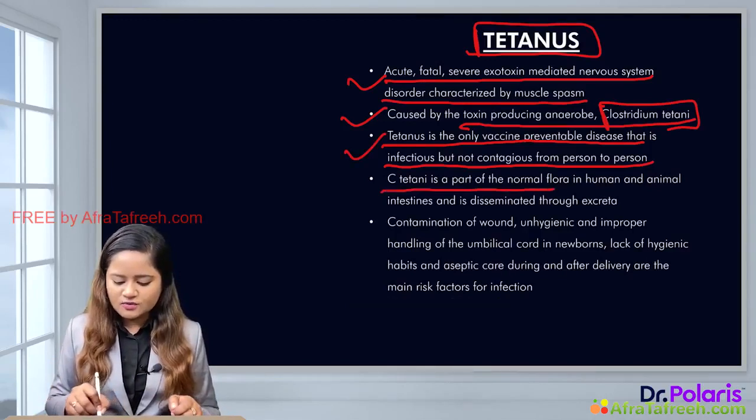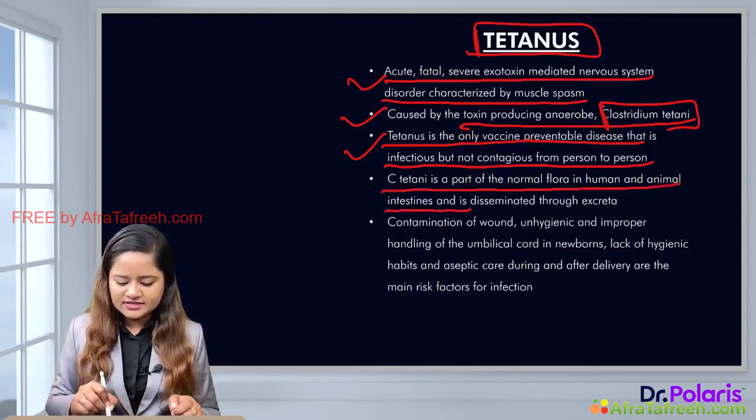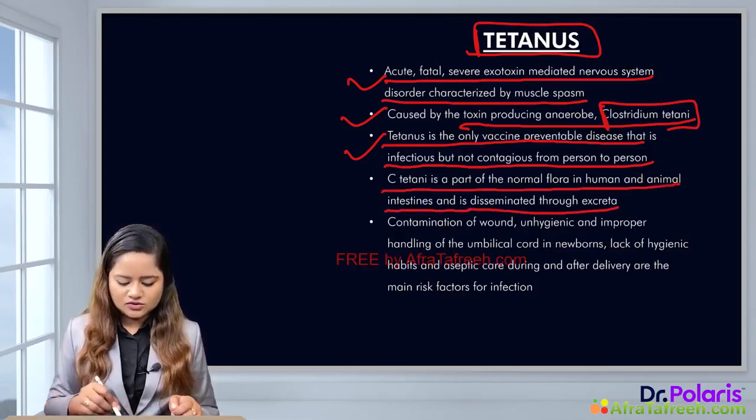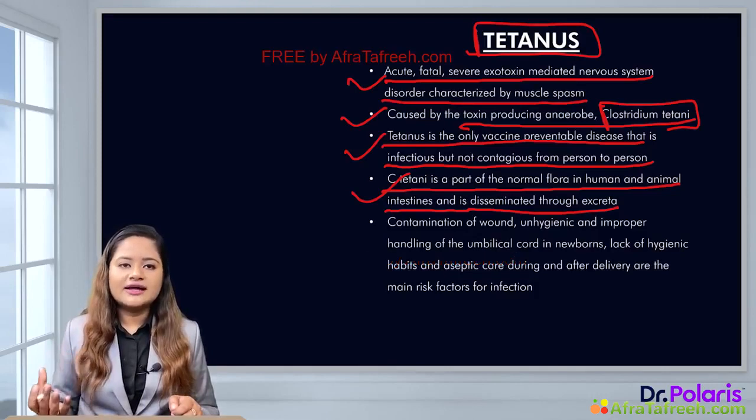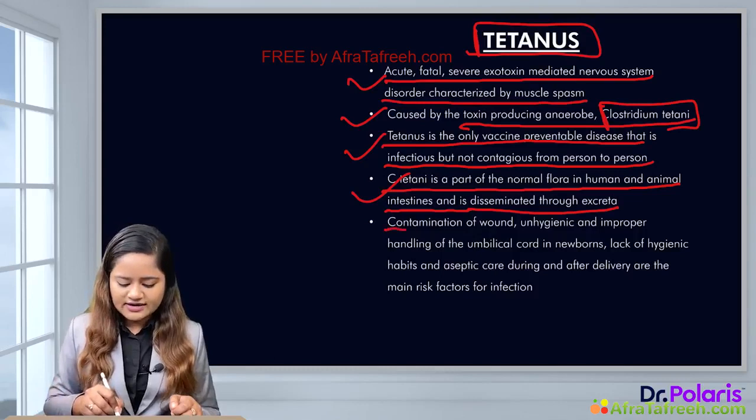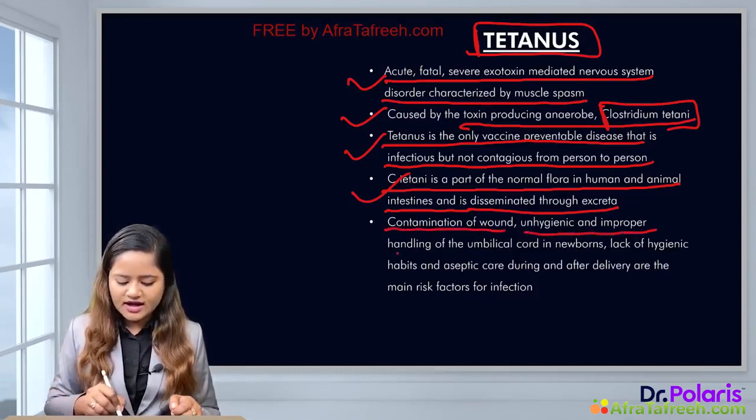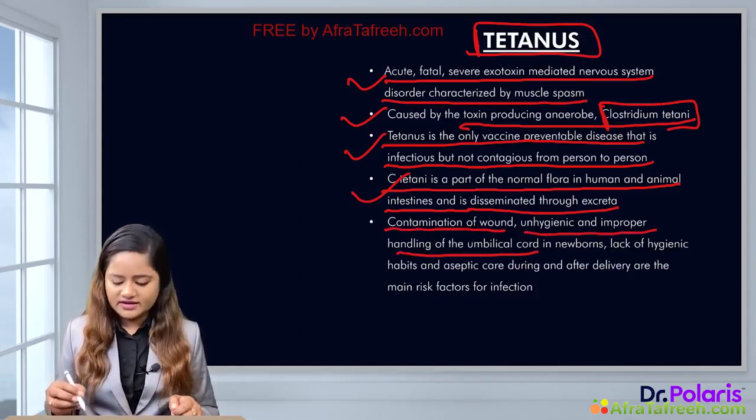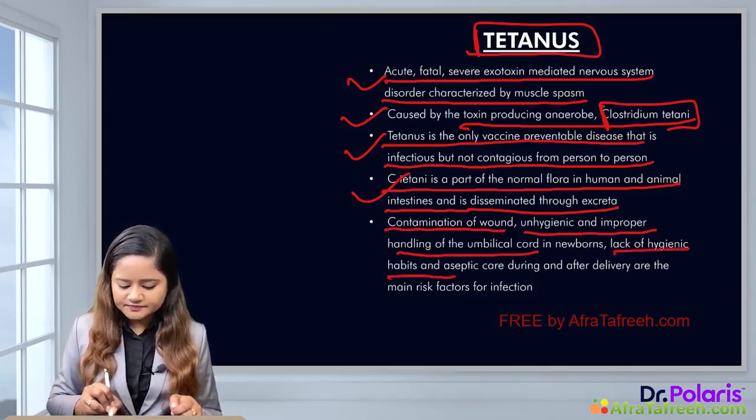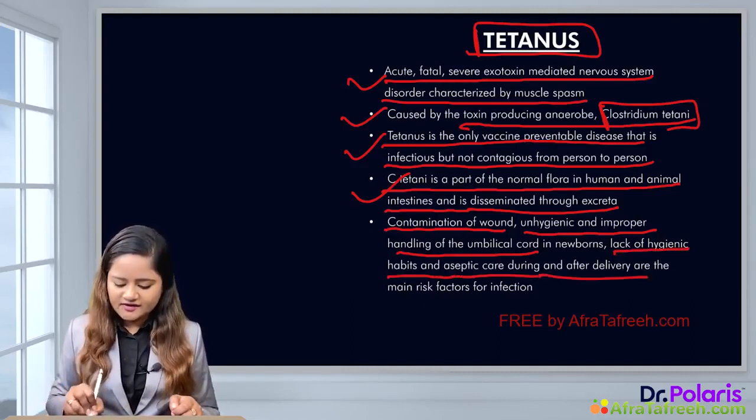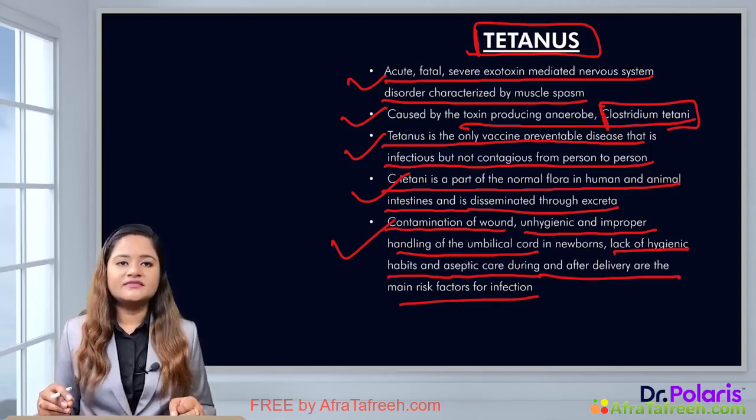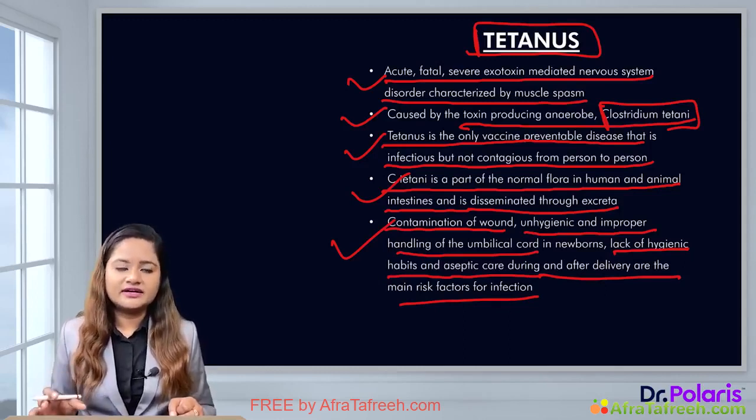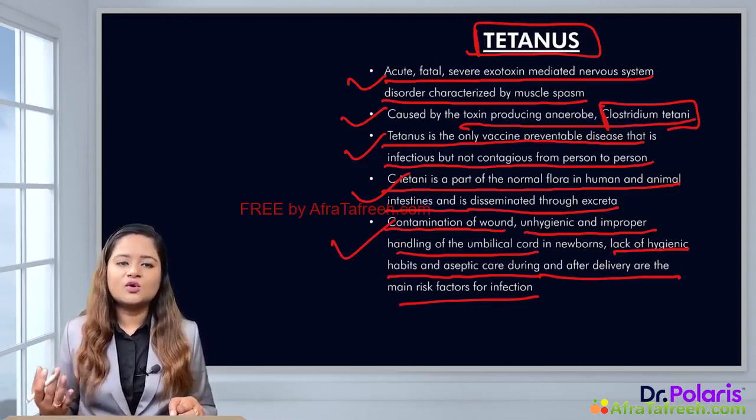Clostridium tetani is part of normal flora inside the human and animal intestine and is disseminated through the excreta also. However, it is mainly found in the soil, and contaminated soil getting into the wound or getting inoculated in the bloodstream can result in the infection of tetanus. So contamination of wound, any unhygienic and improper handling of the umbilical cord in the newborns is very, very important. Lack of hygienic habits and aseptic care during and after delivery are the main risk factors for infection. So mainly neonatal tetanus becomes a very, very devastating disease and that is what should be prevented. So neonatal tetanus can happen if the umbilical cord is not handled with care.